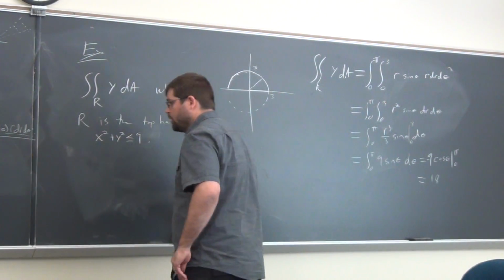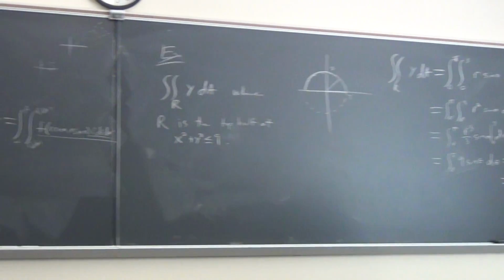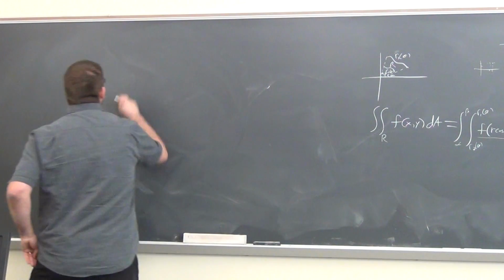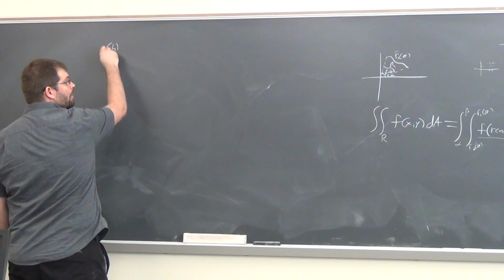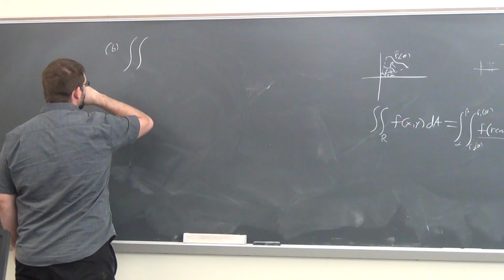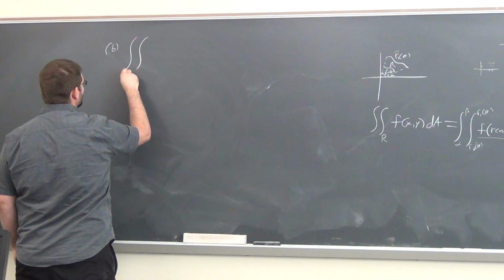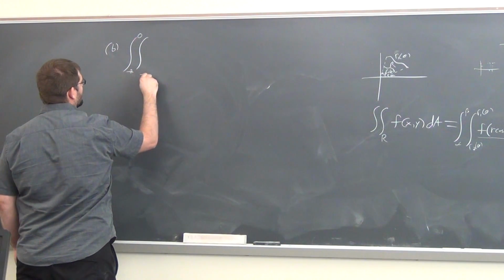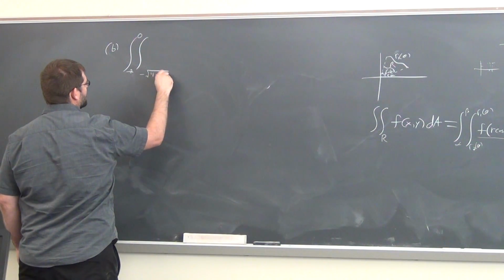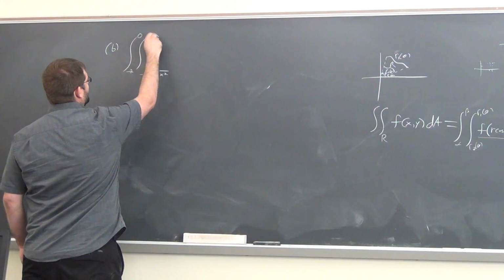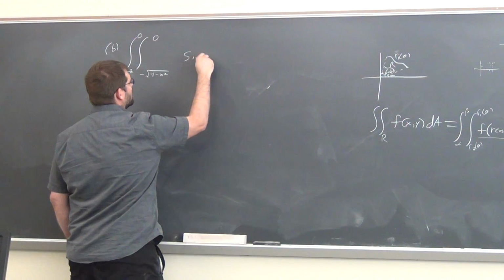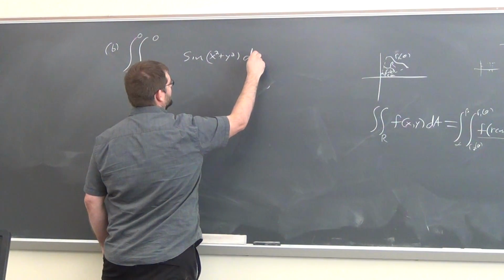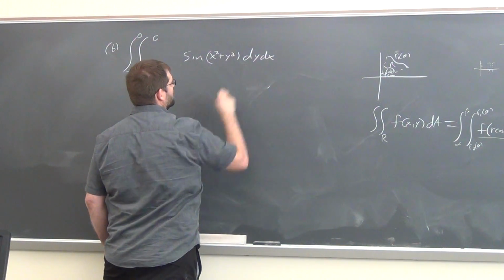Now let's do one more for today. All right. Let's just do this. Double integral from -2 to 0, negative the square root of 4 minus x squared to 0, sine of x squared plus y squared, dy dx.